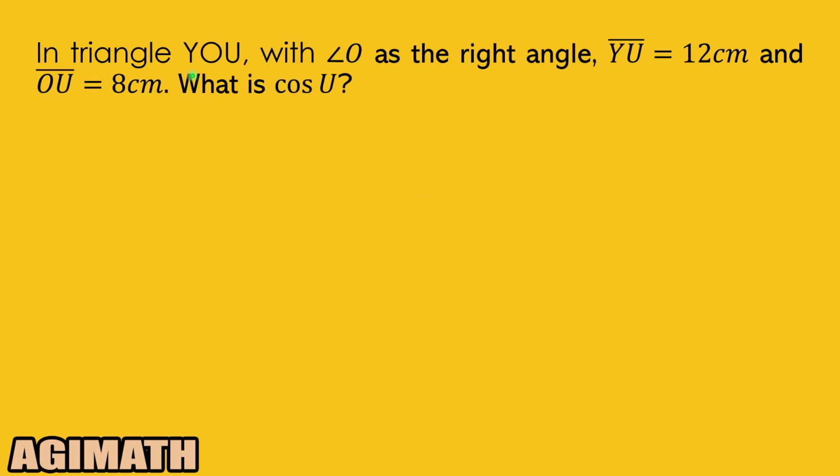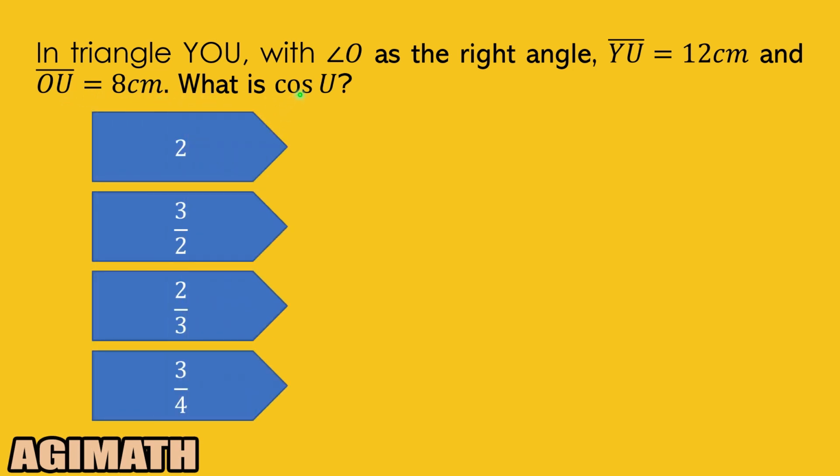In triangle YOU with angle O as the right angle, the length of segment YU is equal to 12 centimeters and OU is equal to 8 centimeters. What is cosine U? So this will be the figure. If the figure is not given, then you can make your own figure to have a clearer understanding of the problem. Triangle YOU, so we can have YOU with emphasis that angle O is the right angle.